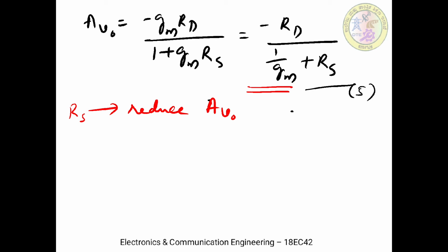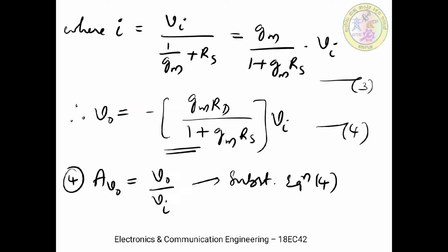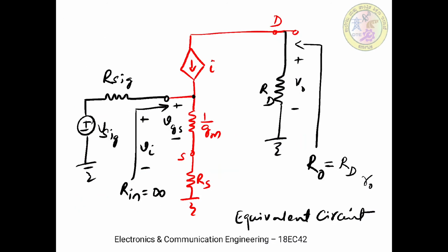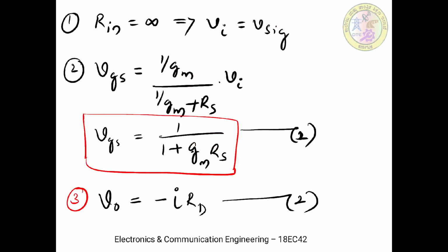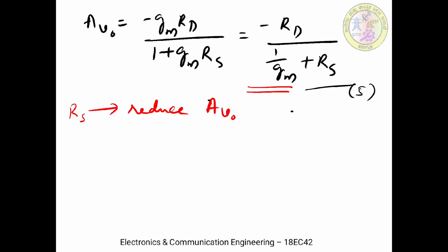The next parameter that we are going to discuss is R naught. From the equivalent circuit, R naught will be equal to Rd. So our next component is the output resistance R naught. This will be equal to simply Rd. We'll take it as equation 6.